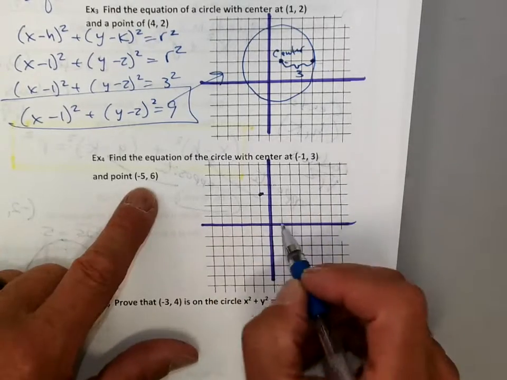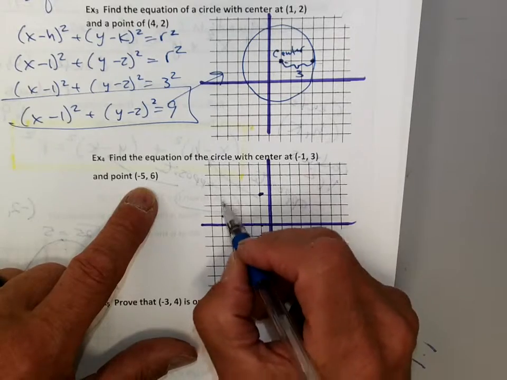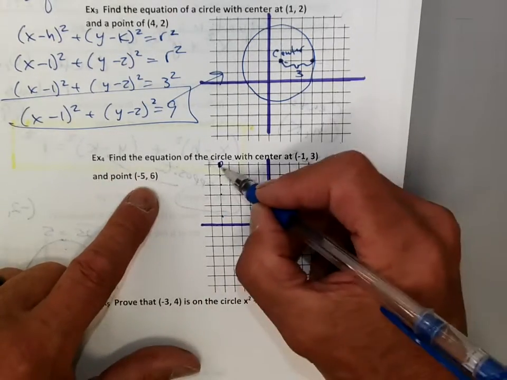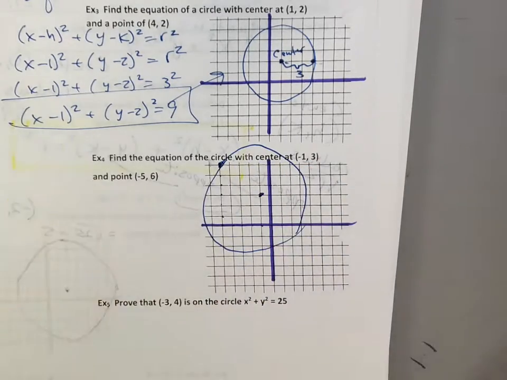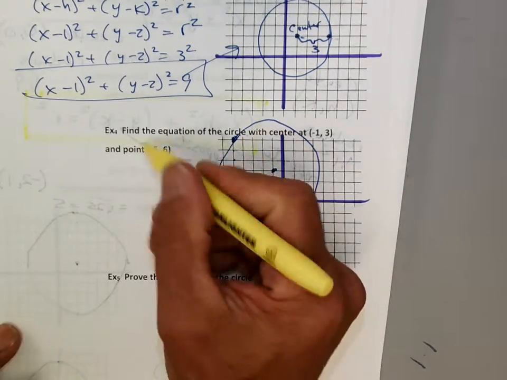Okay, and it's got a point at 1, 2, 3, 4, 5, 1, 2, 3, 4, 5, 6. Okay, so there's my center. My circle is going to look something like this. Oh, that's really bad. But anyway, there it is. Okay, but what we need is the equation.